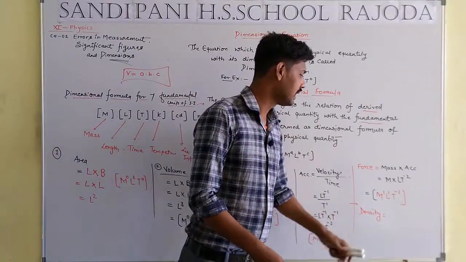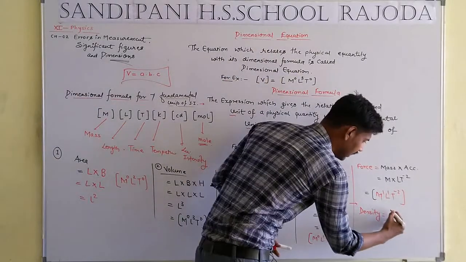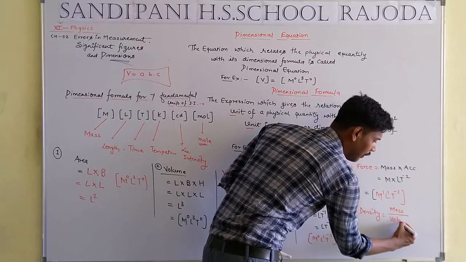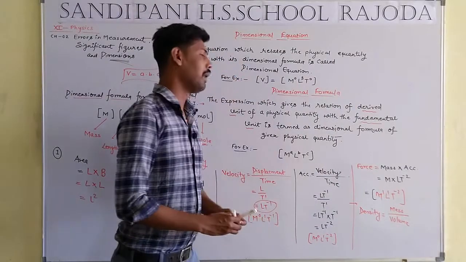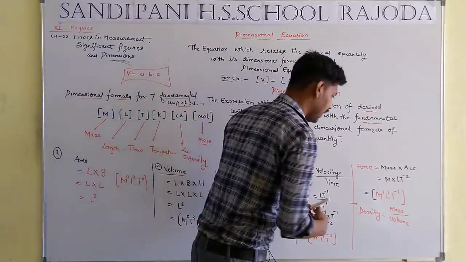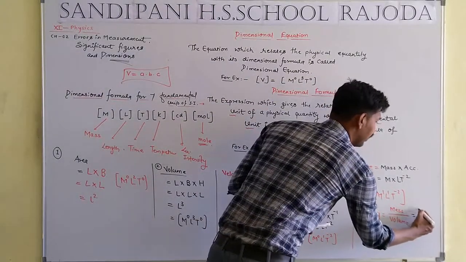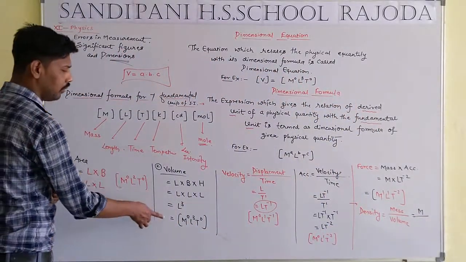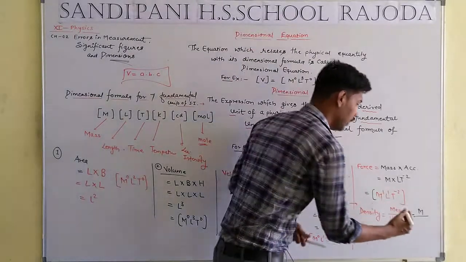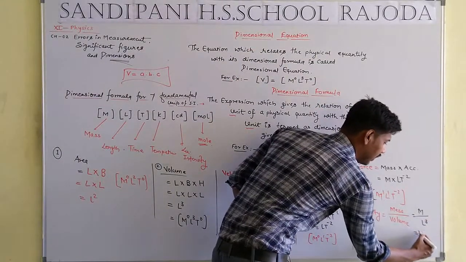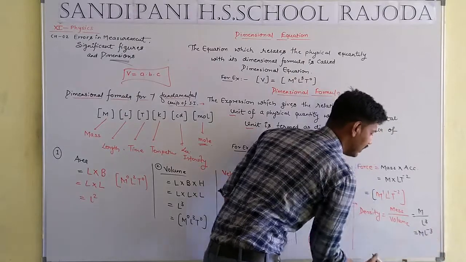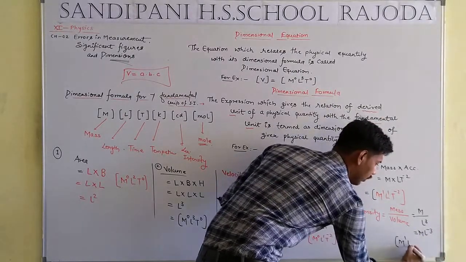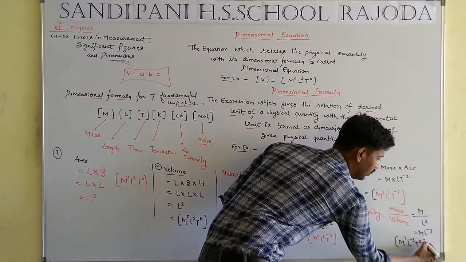So density, what is the standard formula of density? Density equals mass by volume. Mass is represented by capital M, and we know about the volume: that means L cube. L to the power 3 will be converted into L to the power minus 3. So the dimensional formula is M L to the power minus 3 and T to the power 0.